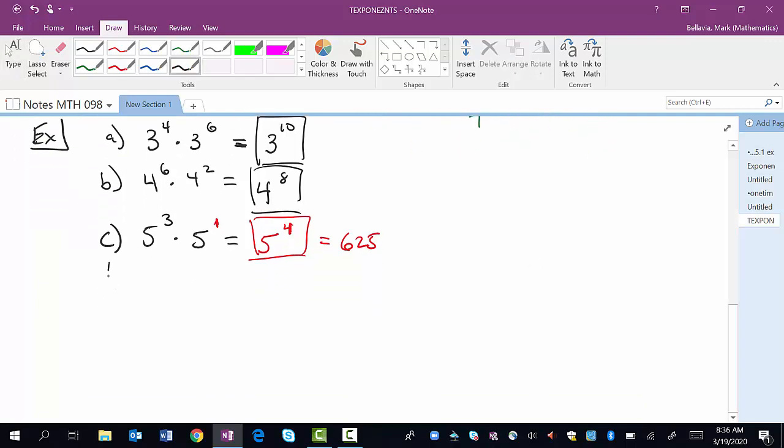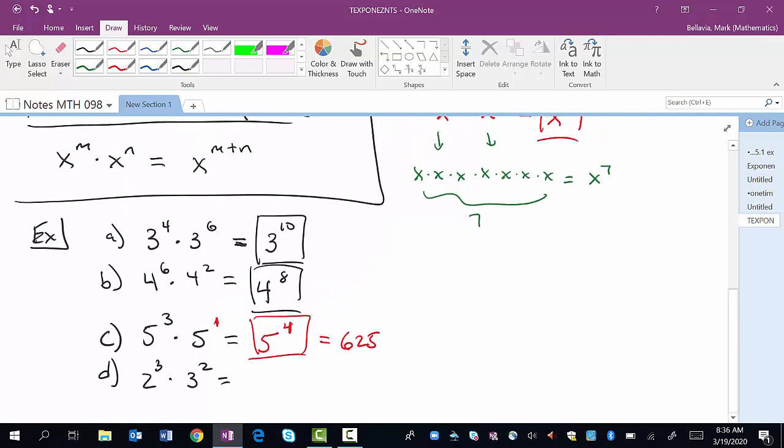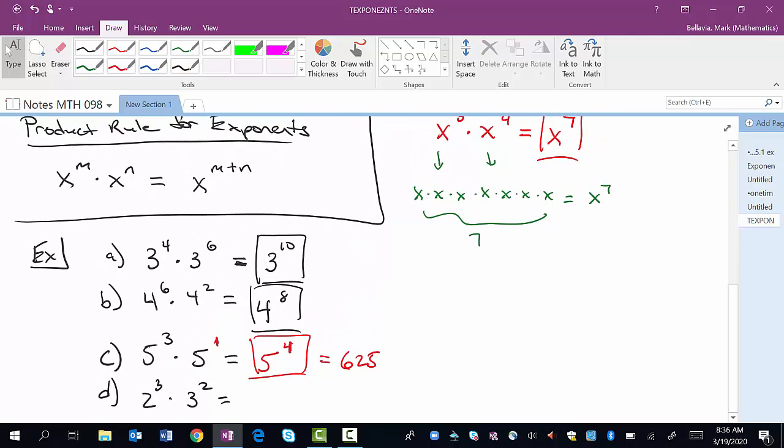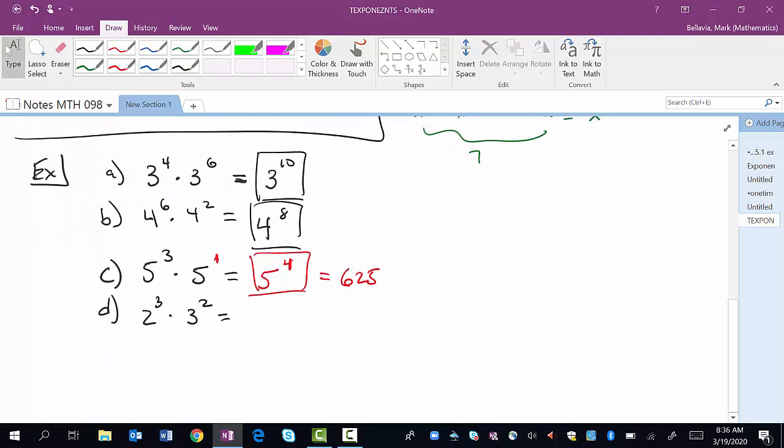Let's make sure we understand what to do if we have something like this. If I say 2 to the 3rd power times 3 to the 2nd power, these bases don't match. Remember, the rule that we had above says the bases both have to be the same for this rule to work. So you can't just multiply the bases together, and you can't just add the exponents. You actually have to treat them individually.